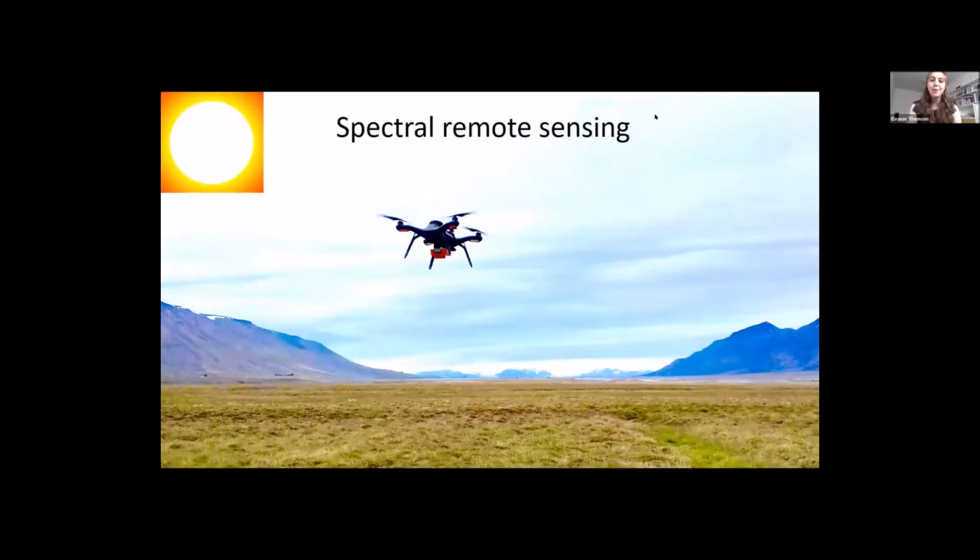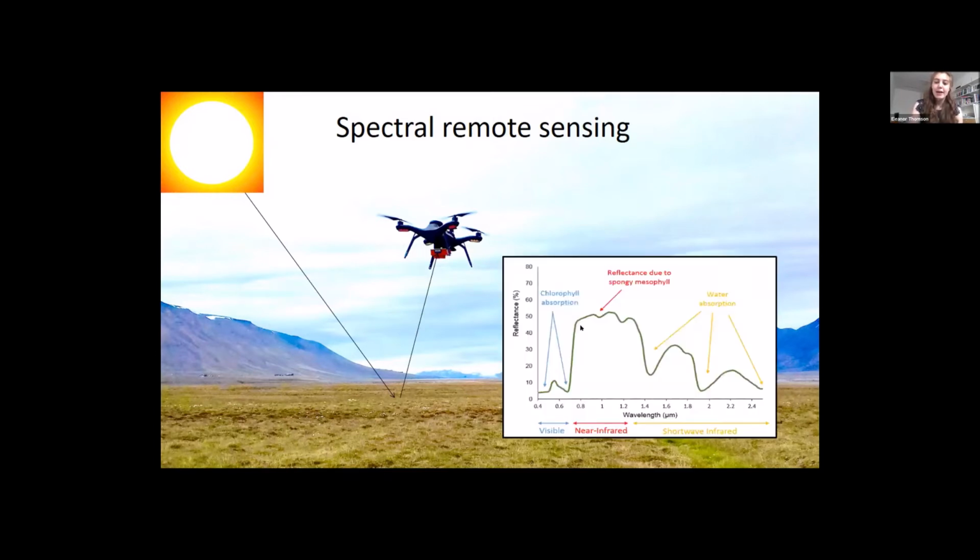first of all, a quick background to spectral remote sensing from a vegetation perspective. So first of all, the sun shines on the Earth's surface. Some of that light is absorbed by vegetation for photosynthesis, but some of that light is reflected. And that reflected light can be captured by sensors mounted on a drone or on a satellite, for example. And this is an example of the reflected light of vegetation spectra ranging from 400 to 2,500 nanometers.